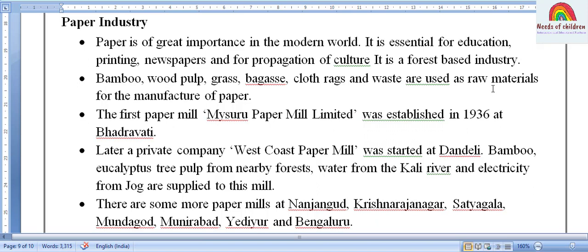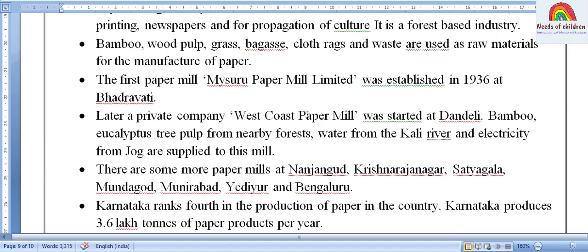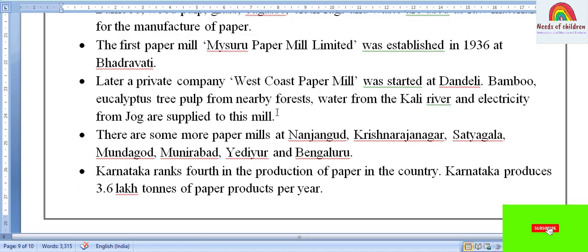It is a forest based industry. Bamboo, wood pulp, grass, bagasse, cloth rags and waste are used as raw materials for the manufacturing of paper. The first paper mill, Mysuru Paper Mill Limited, was established in 1936 at Bhadravati. Later, a private company, West Coast Paper Mill, was started at Dandeli.